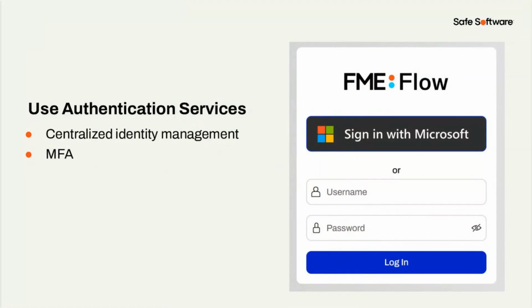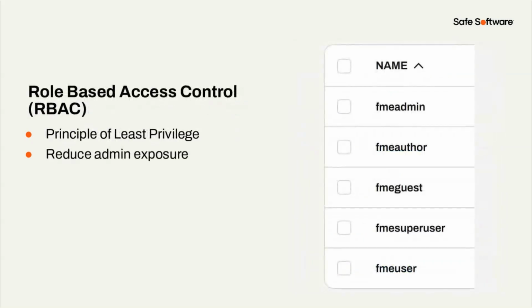The first best practice is to use FME Flow's authentication services. Single sign-on is going to allow for centralized identity management, meaning there will be fewer sources of truth for accounts and permissions, and multi-factor authentication can be turned on through identity providers as well, giving you an additional layer of security. Next, we recommend using role-based access control to avoid individual user permissions that are difficult to monitor and manage.